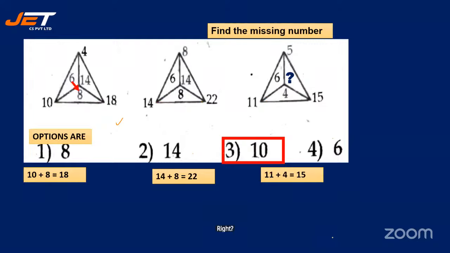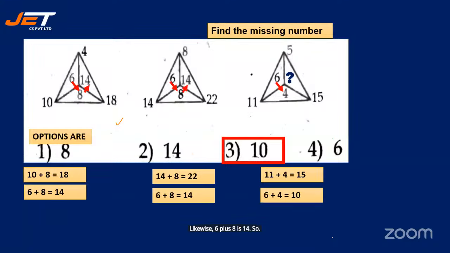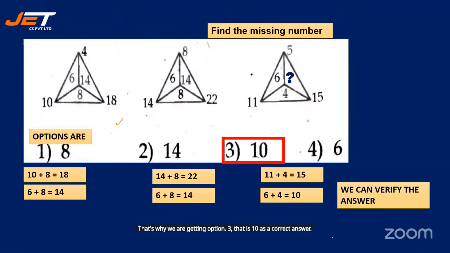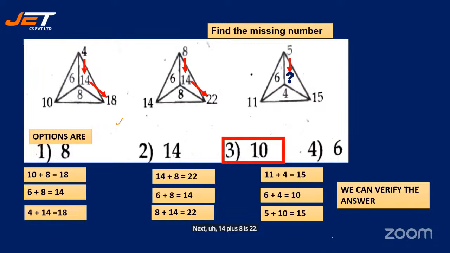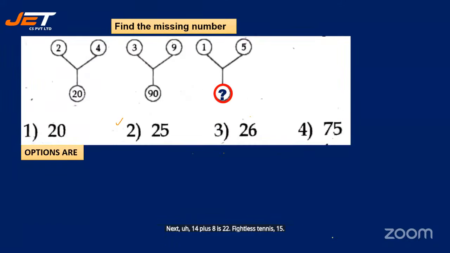Now see, we have 6 and 8. So 6 plus 8 is 14. Likewise, 6 plus 8 is 14. So 6 plus 4 must be equal to 10. That's why we are getting option 3, that is 10, as the correct answer. We can also verify the answer. 4 plus 14 is 18. Next, 14 plus 8 is 22. 5 plus 10 is 15. All right, now let's move on to the next question.